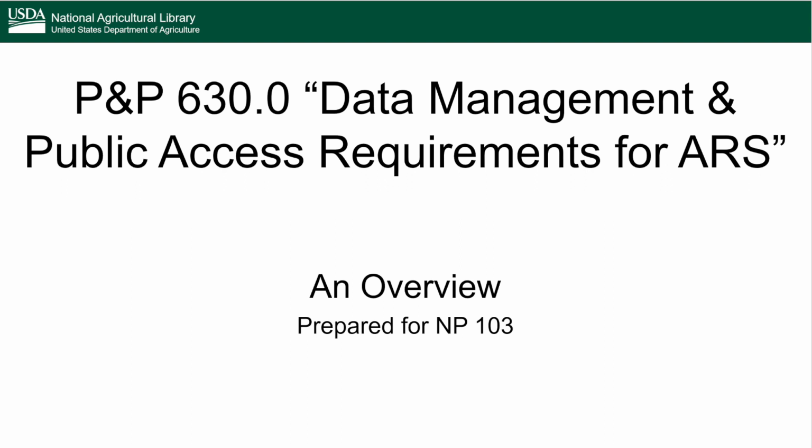Over the past decade, efforts across the federal government have increasingly focused on making publicly funded research and data more accessible and more widely applicable. As a result, ARS, USDA, and other federal departments and agencies have been required to put policies and guidance in place that help ensure that our data are publicly available and accessible. P&P 630.0 is an ARS effort to develop that kind of guidance.